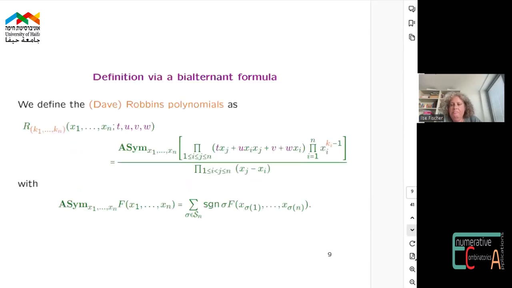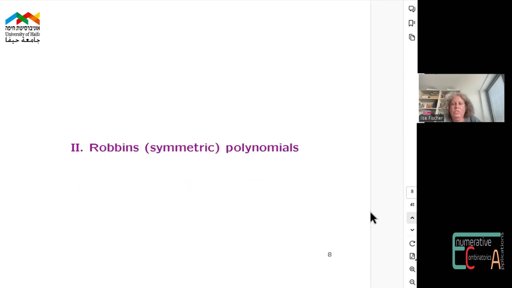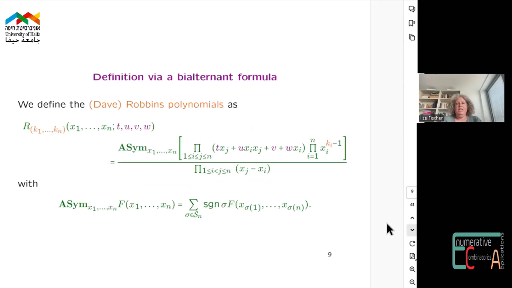Okay, so now I come to the second part, to these Robbins polynomials, and I define them by this bialternant formula. Let's look at what I did here. In this argument, you see a polynomial in n variables, x1 up to xn. You also see a few other parameters, t, u, v, and w. Then you see an exponent, k_i. But it is a polynomial in the x_i's.